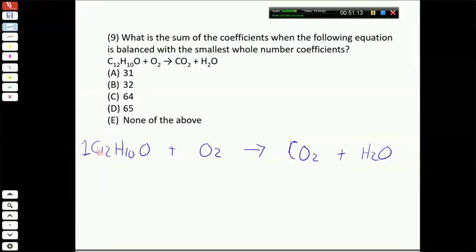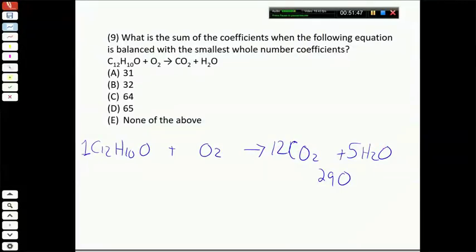If we have 12 carbons from our reactant, we need to have 12 CO2s to balance that. If we have 10 hydrogens, we need to have 5 waters to balance that. And so those are the two coefficients we get for CO2 and water. And then the last thing to do is make sure oxygen is balanced by adding a coefficient to O2. So on the right side of the equation, 12 times 2 is 24 plus 5, we have 29 oxygens.